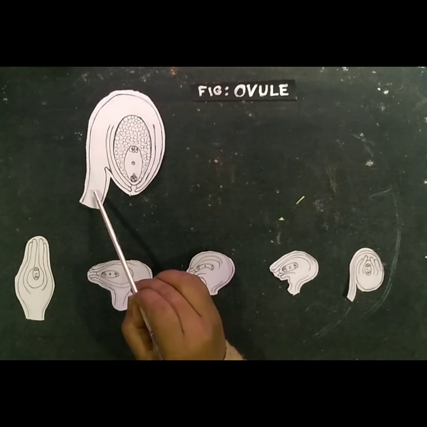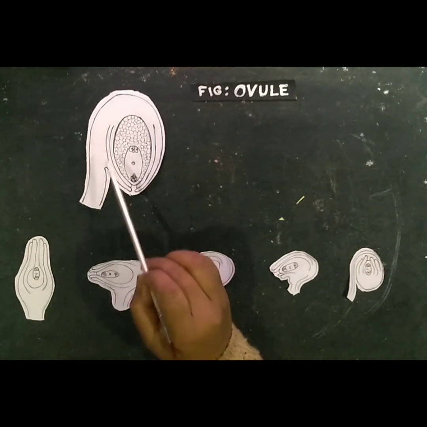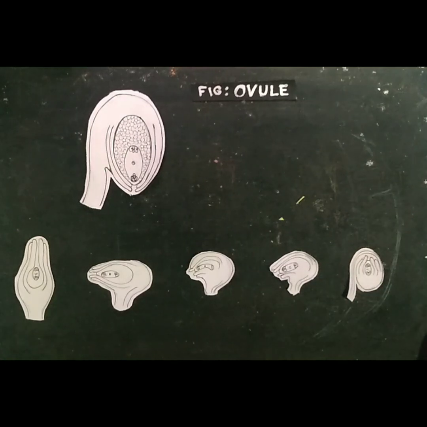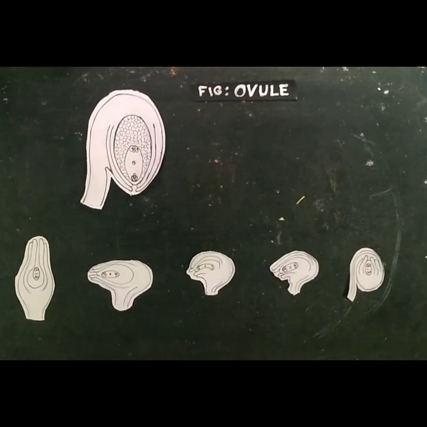There is a stalk of the ovule which is called the funicle or funiculus. The junction between the ovule and funicle is called the hilum, which later becomes a scar on the seed. Each ovule has one or two protective envelopes which are called the integuments. Later on, after fertilization, the integuments develop into the seed coats.